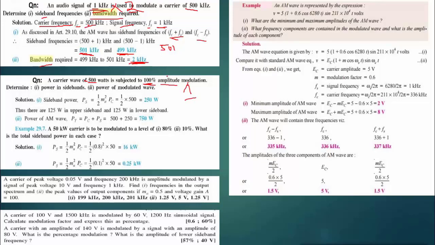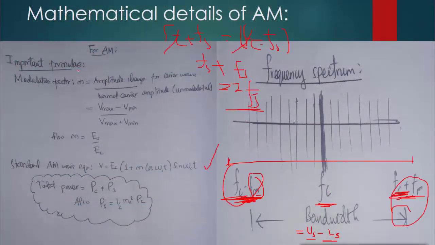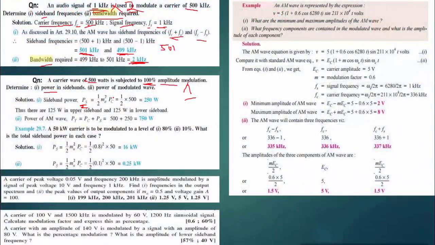Because 100% means 1, you have to convert it into a fraction, since the modulation factor is usually expressed as a fraction. So it is 1. As I said earlier, the power in the sidebands is equal to half the modulation factor squared times the power in the carrier wave. So we have half times the modulation factor, which is 1, squared, times the power in the carrier wave, which is 500. You get 250 watts.